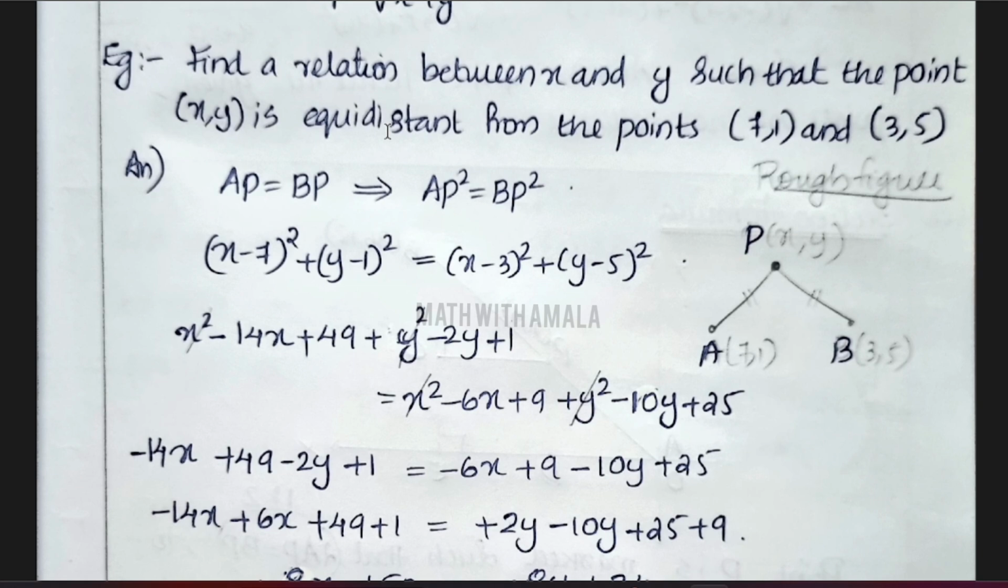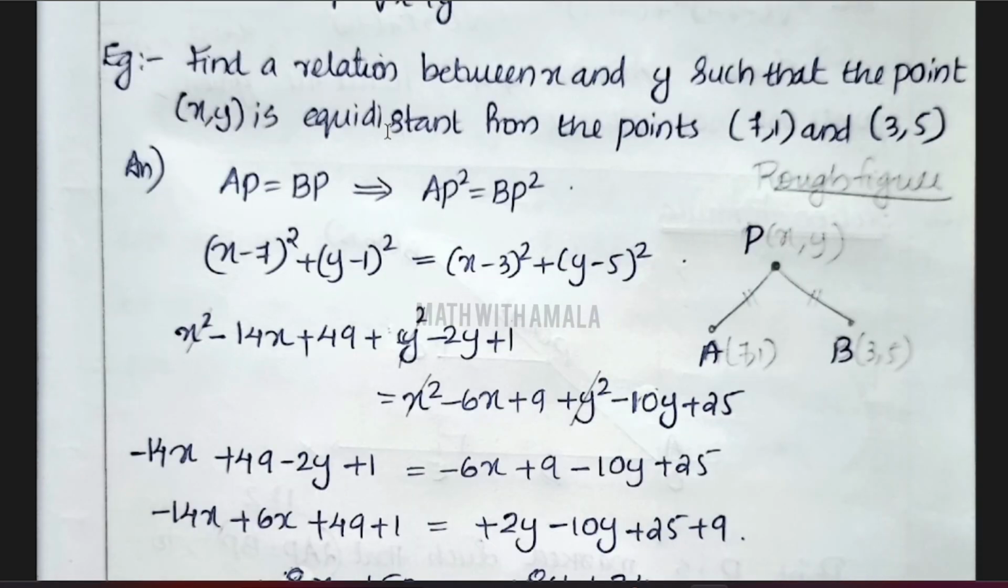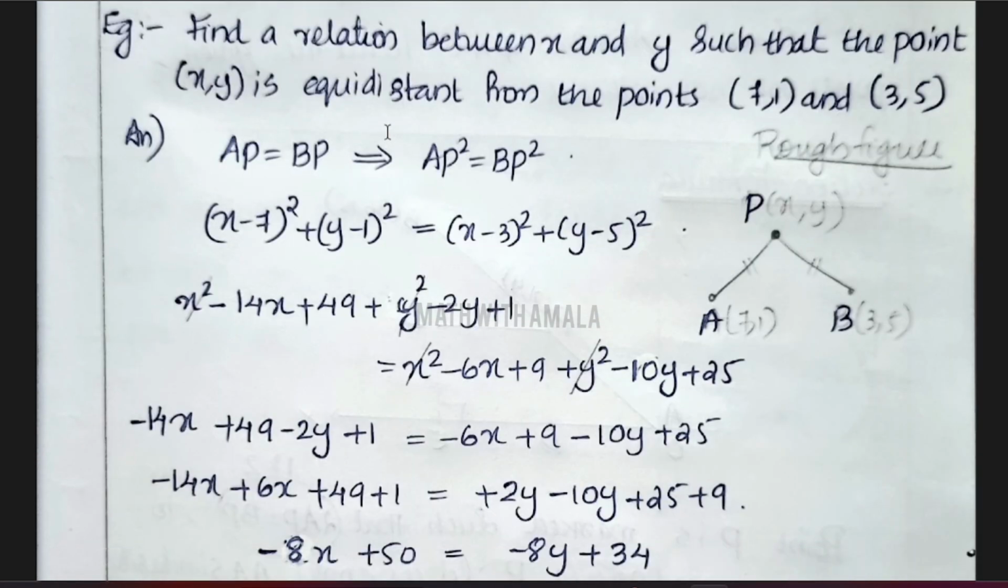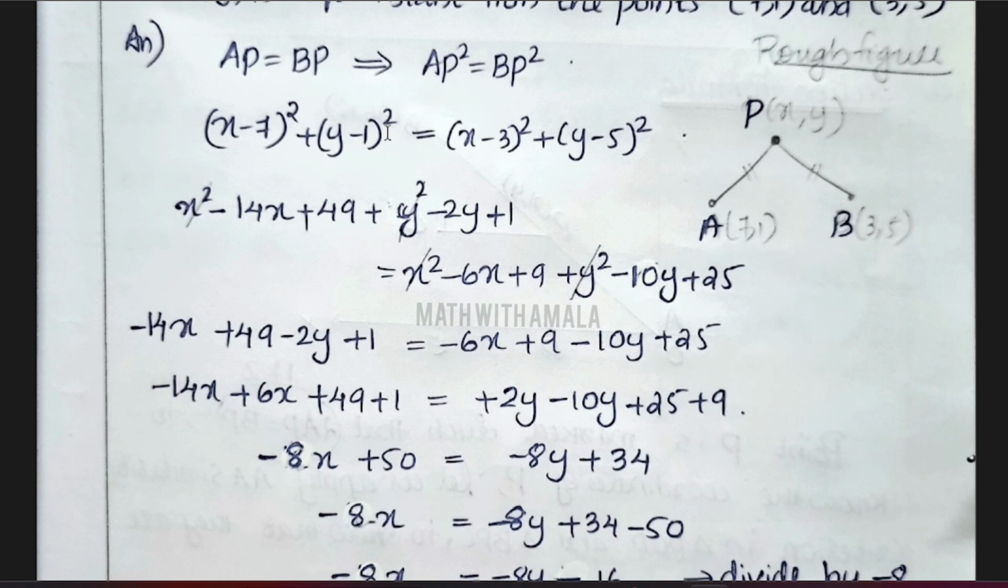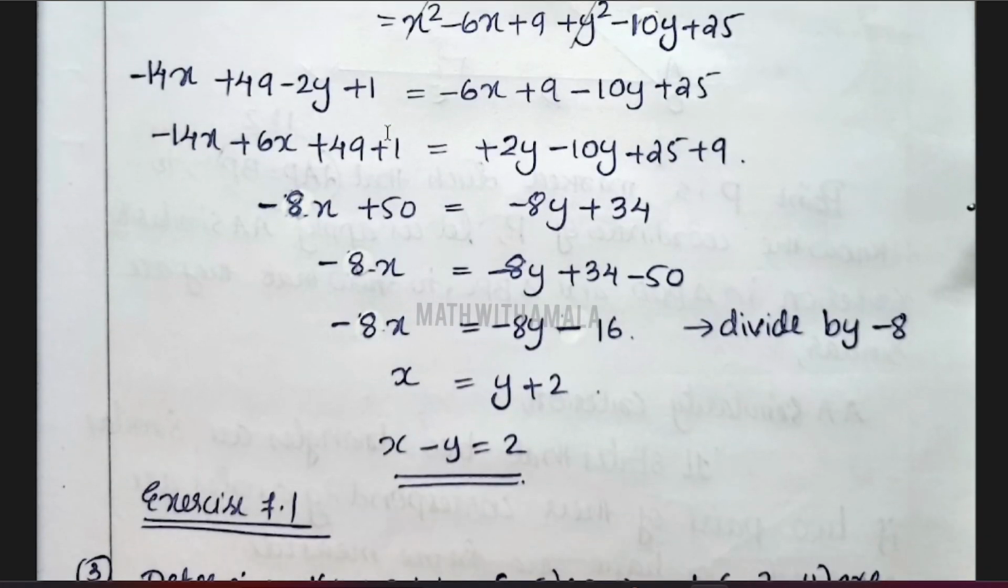That means by applying the distance formula, AP is (x minus 7) the whole square plus (y minus 1) the whole square, that is equal to (x minus 3) the whole square plus (y minus 5) the whole square. By opening with the identity, you can say x square minus 14x plus 49 plus y square minus 2y plus 1 is equal to x square minus 6x plus 9 plus y square minus 10y plus 25.